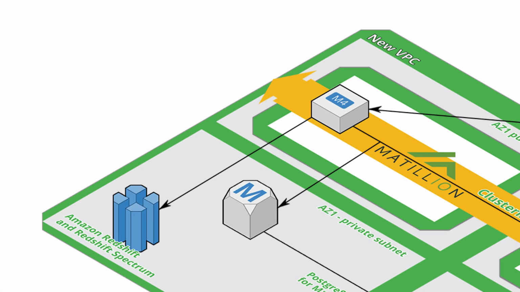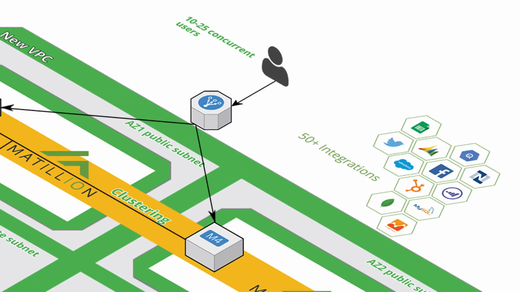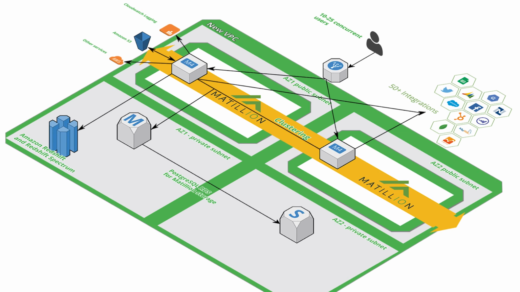External services, such as S3, operate as normal, and logging is pushed to AWS CloudWatch. All other integrations are accessed as normal. This highly available shared nothing architecture provides great reliability and performance for production and other Matillion workloads.